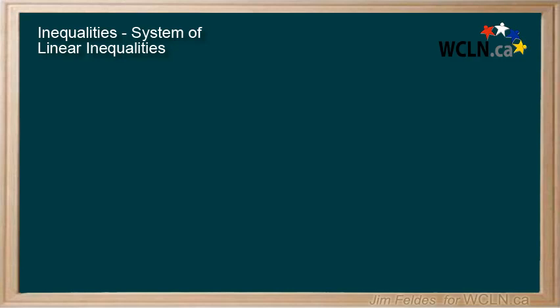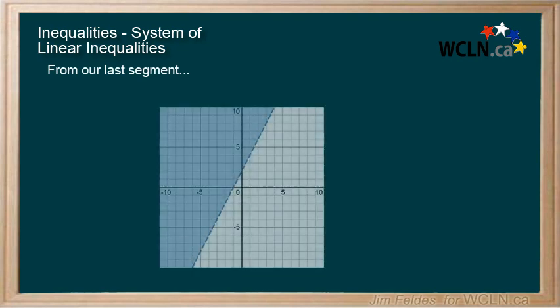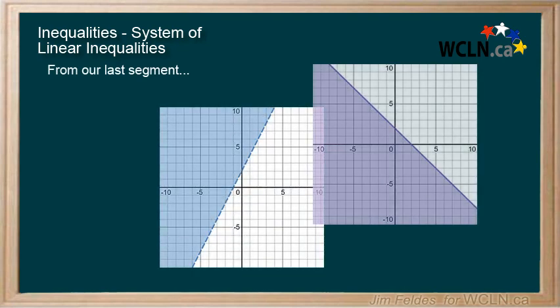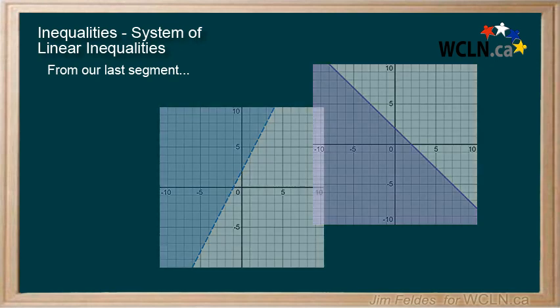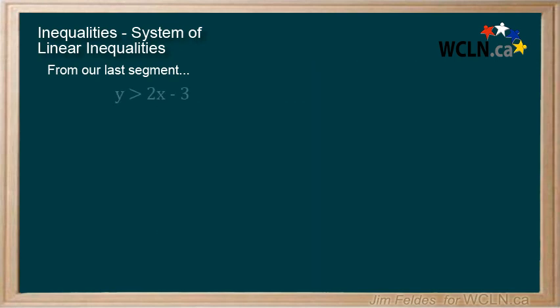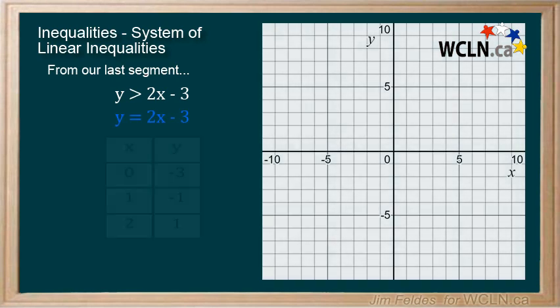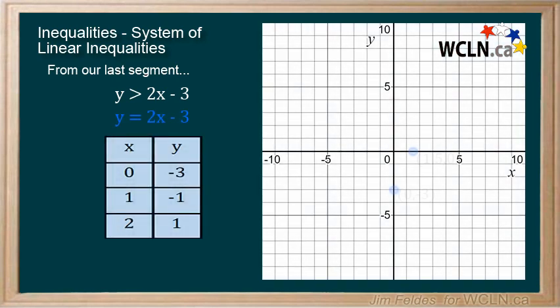Hello and welcome. In our last segment, we learned to show our linear inequality solutions on a graph. For consistency and ease with graphing, we put statements into standard slope-intercept form, like this example, y is greater than 2x minus 3. By setting it to an equation, we can find a table of values, intercepts, or use the y-intercept and its slope to generate a line that will form a boundary of our solution.